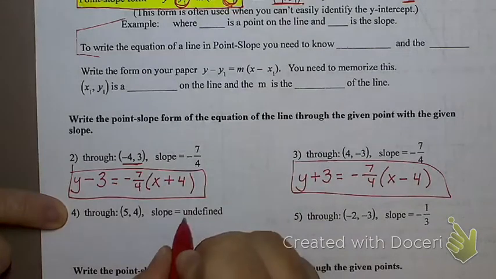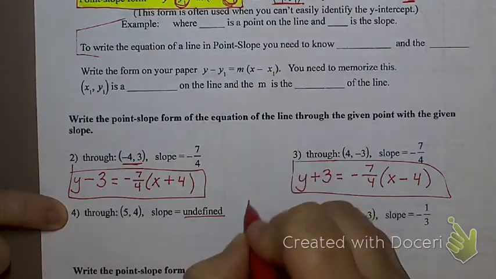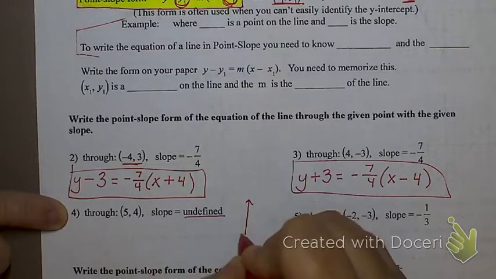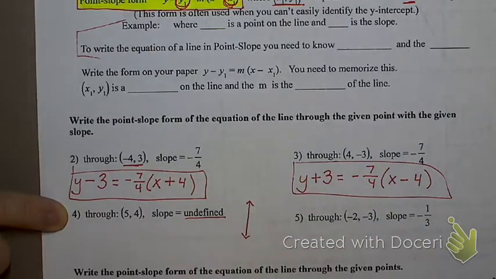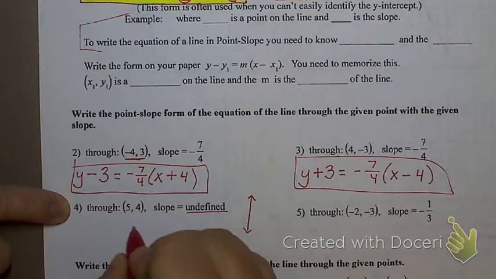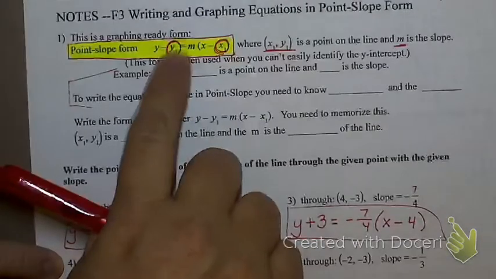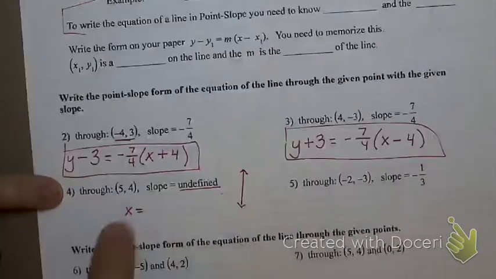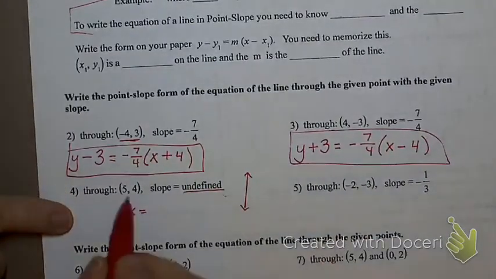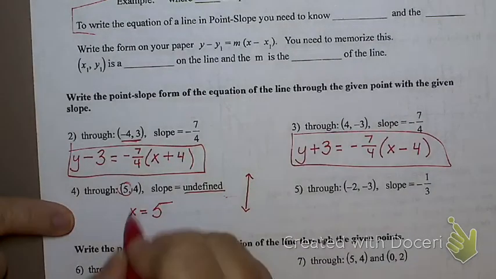Slope undefined. What do we know about a slope undefined? What kind of line is that? It's a perfectly vertical line, right? And a vertical line is in the form what? X equals something, right? Because it's going to cross through your x-axis at some point. So it's x equals something. Well, what's the x value of my point? 5. So the equation of that line is just x equals 5.